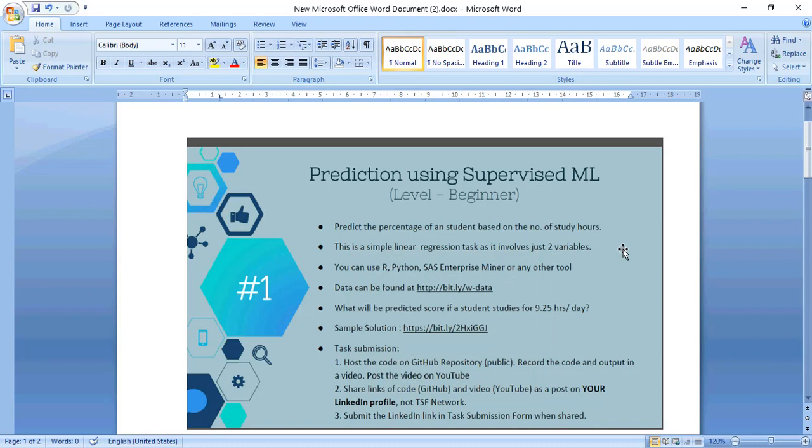It is beginner level, and the aim is to predict the percentage of a student based on the number of study hours. That means, if a student studies for a certain number of hours, how much will he or she score? And if the data follows a linear relationship, can we predict the same? That is the main aim. Can we predict how much a student will score if he studies for some amount of time? And I will do the same in R.